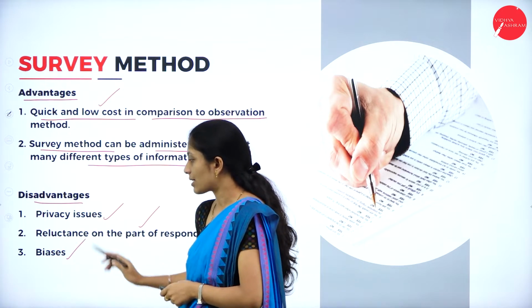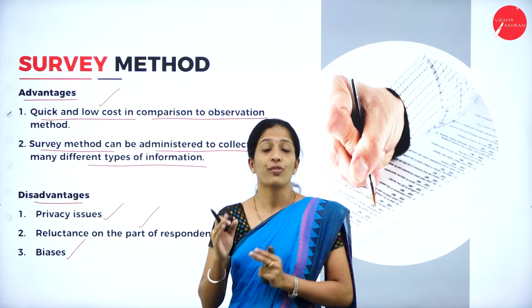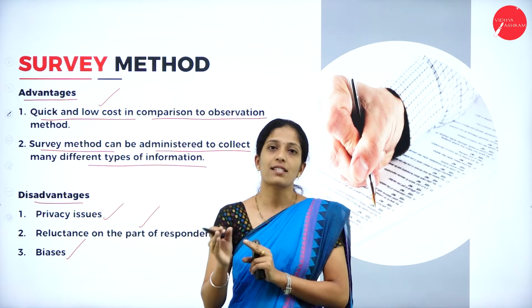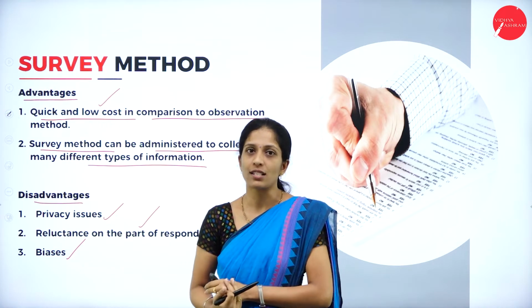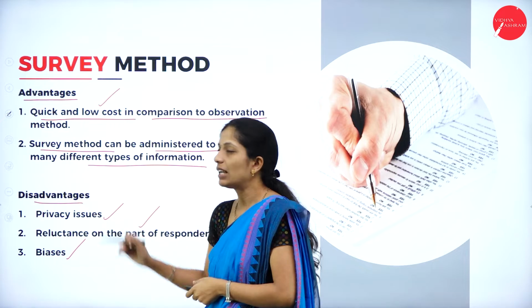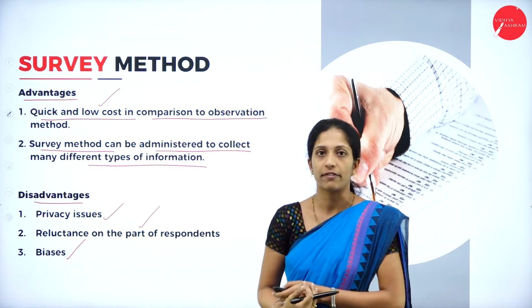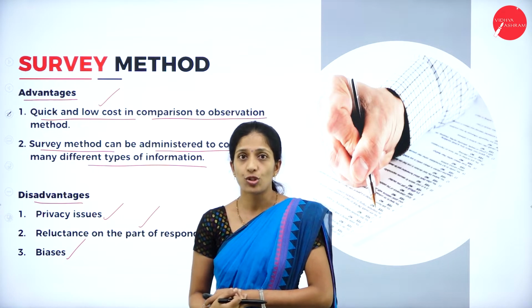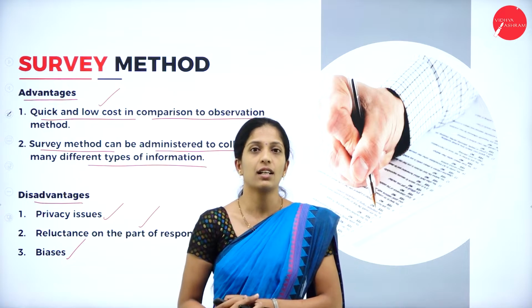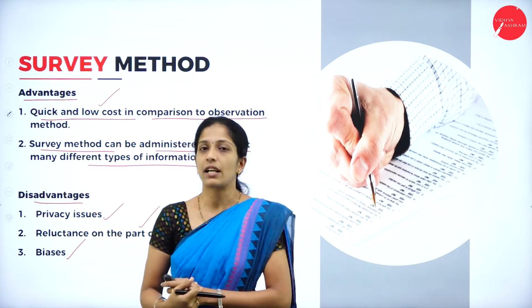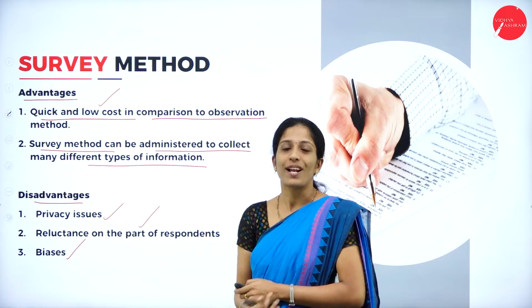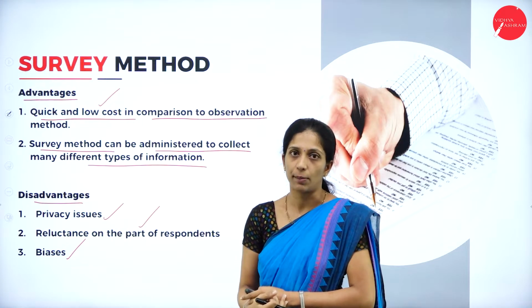Next one is biases. This is a system where it leads to biases in terms of the respondent as well as the researcher, and it is one of the disadvantages of the survey method. Hope you are clear with this. So we have learned what the survey method is, what the types of survey method are, and what the advantages as well as disadvantages of the survey method are.